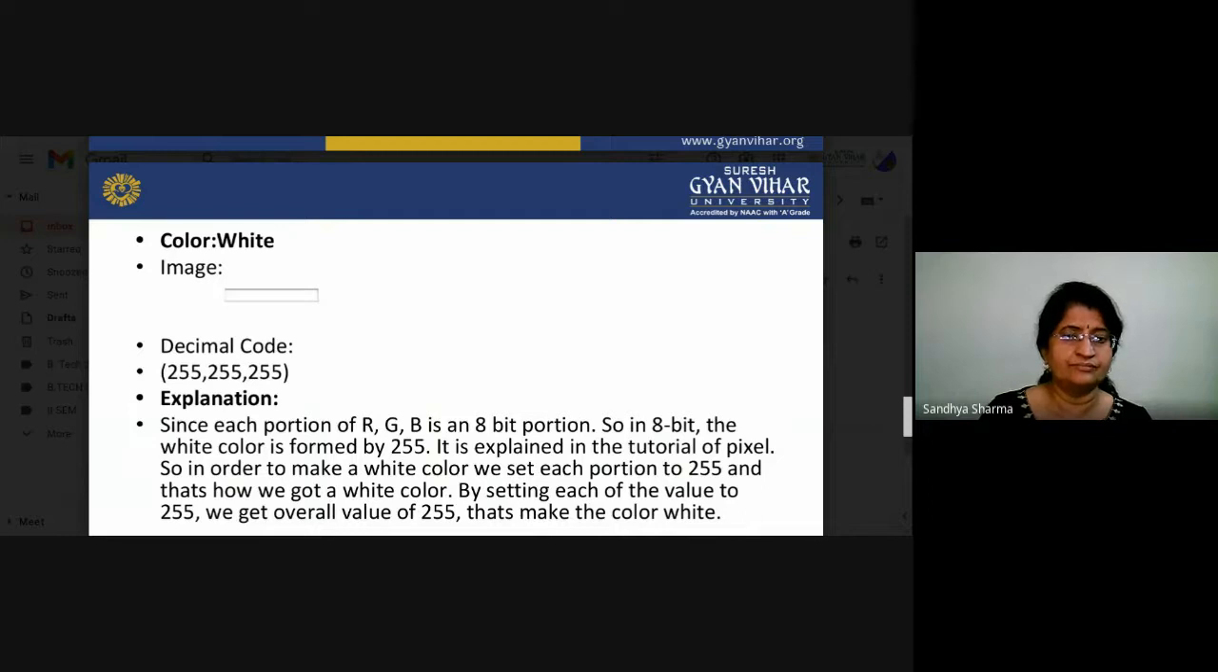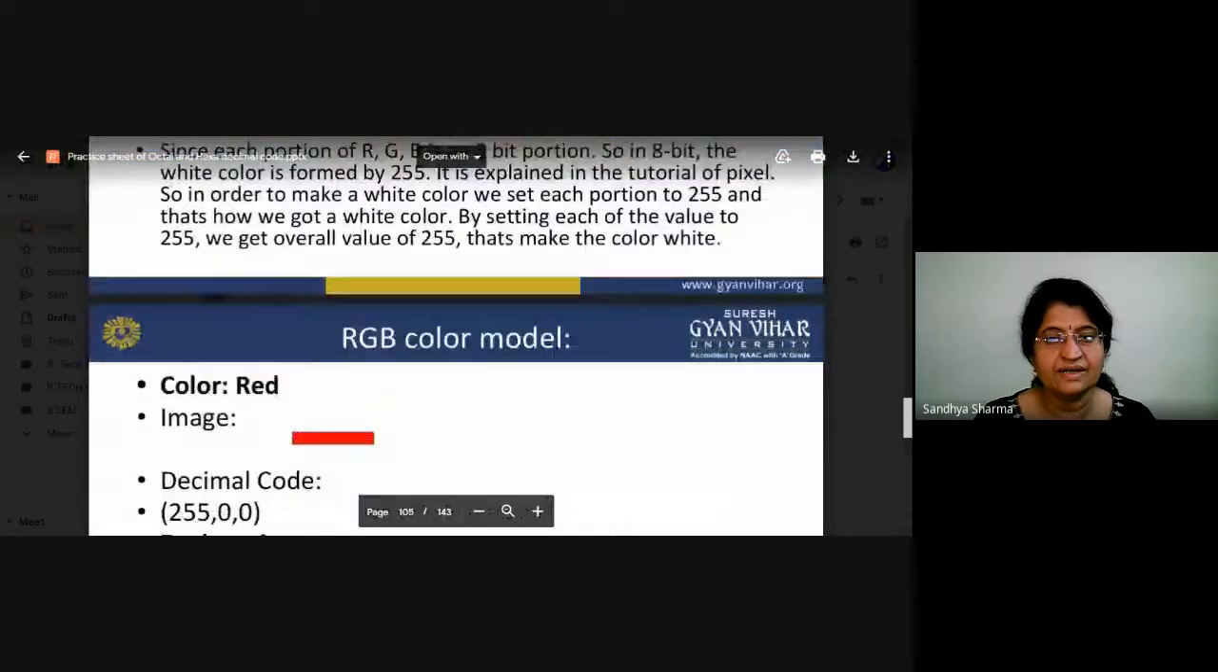So in order to make a white color, we set each portion to 255, and we get a white color. By setting each of the values to 255, we get an overall value of 255. That will make it white.